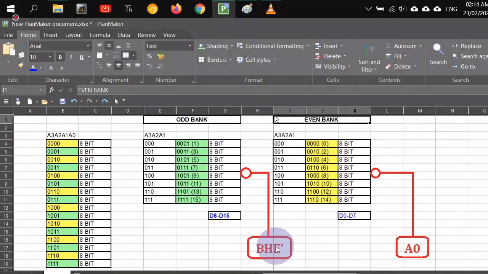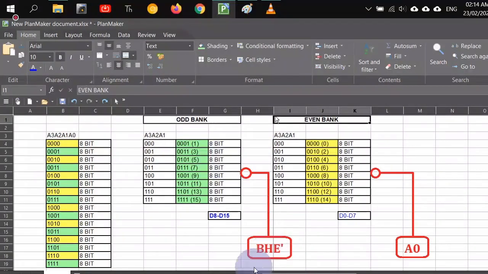So if this signal is 0, then this chip is activated, and since this is an active low chip, because the bubble has been attached after that, it will be activated when this BHE bar signal is 0. That means BHE is activated, right? So that's what we are going to do here.